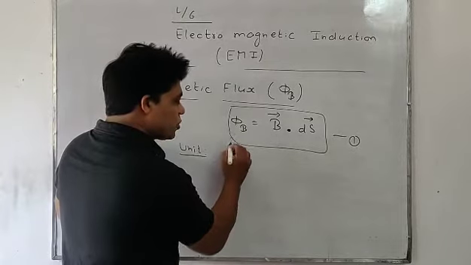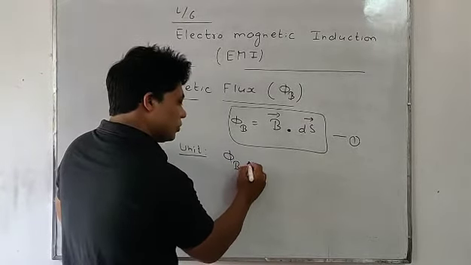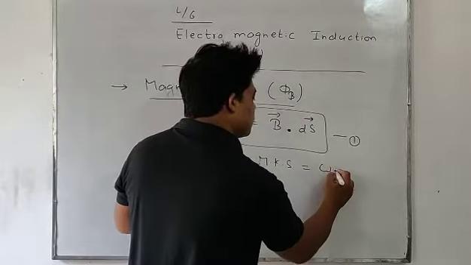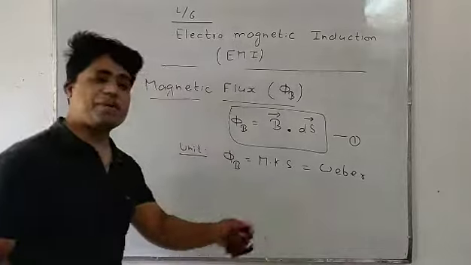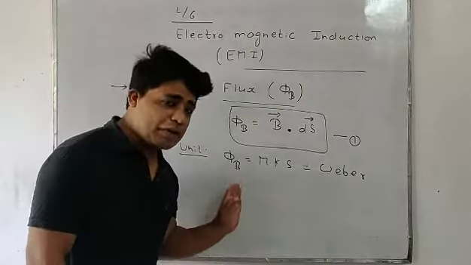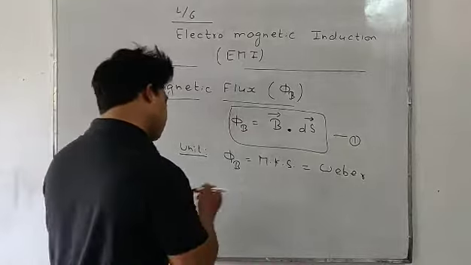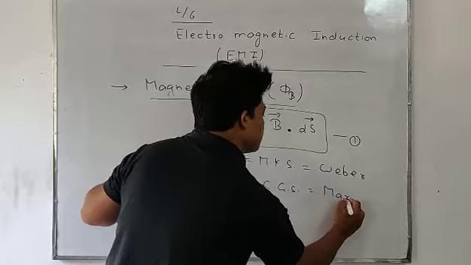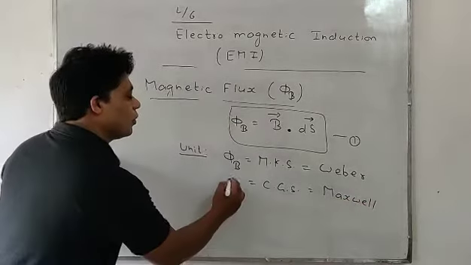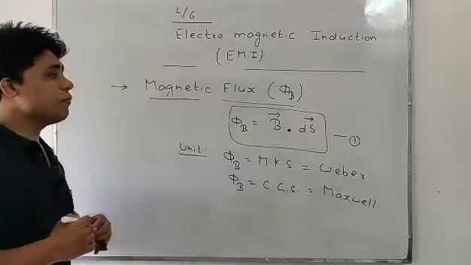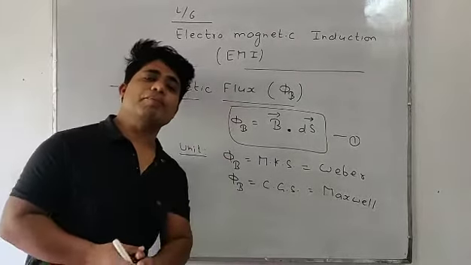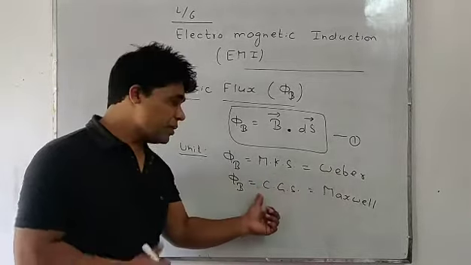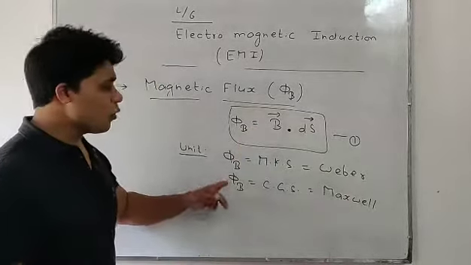First, the unit of magnetic flux in the MKS system is Weber. Weber is the name of a scientist. While in the CGS system it is Maxwell. So magnetic flux is a scalar quantity, and in the MKS system its unit is Weber, and in CGS its unit is Maxwell. That is the unit of magnetic flux.